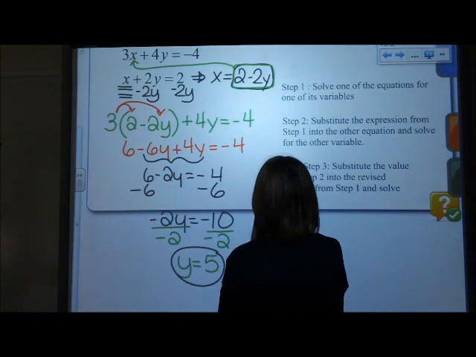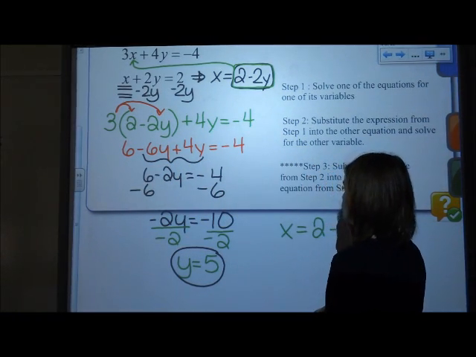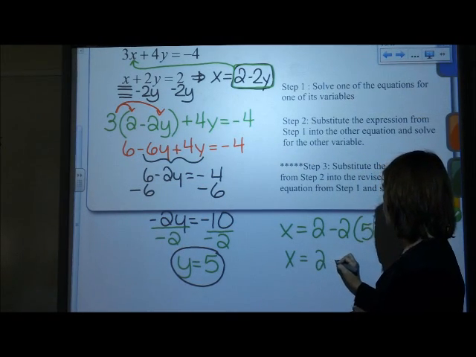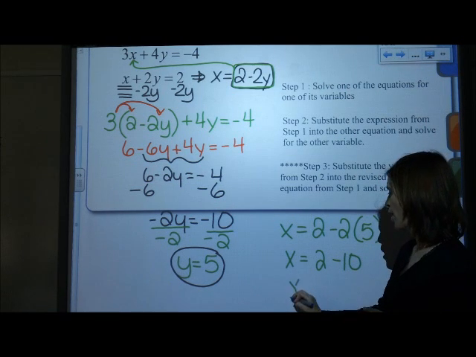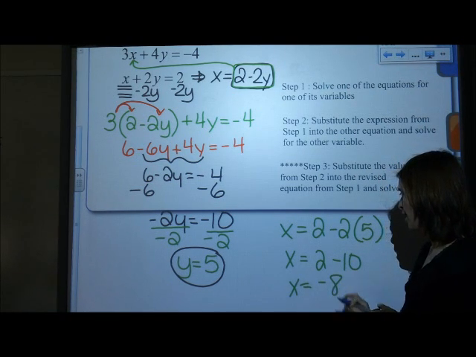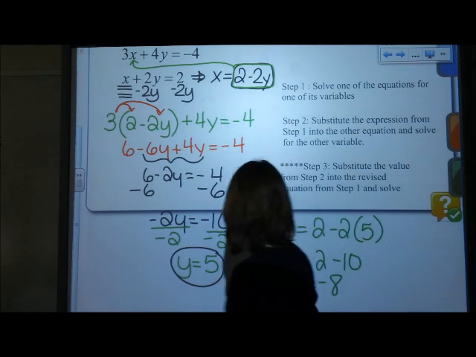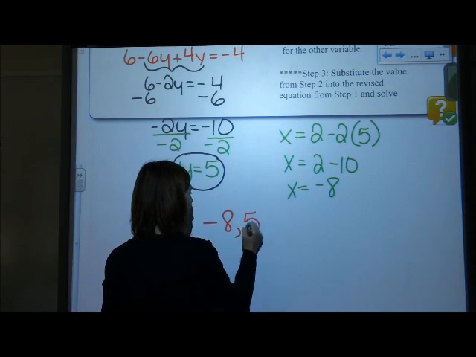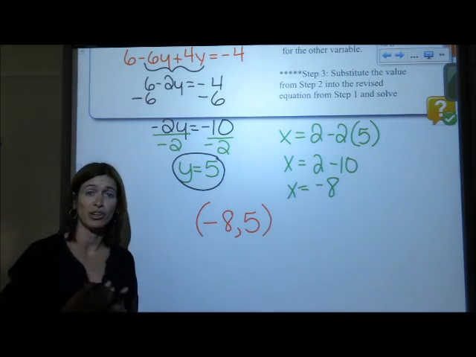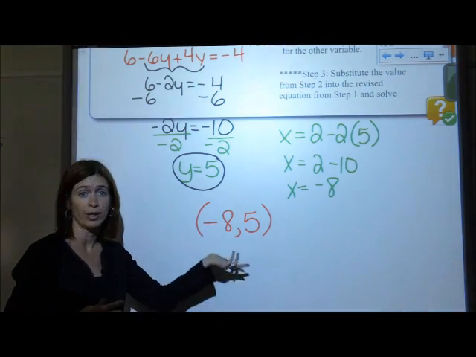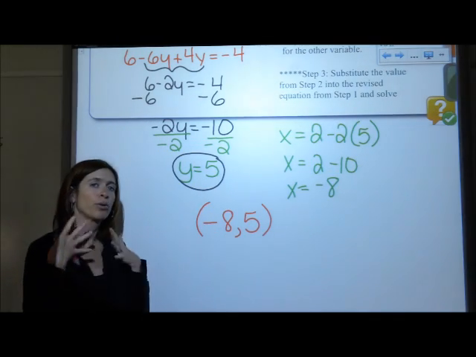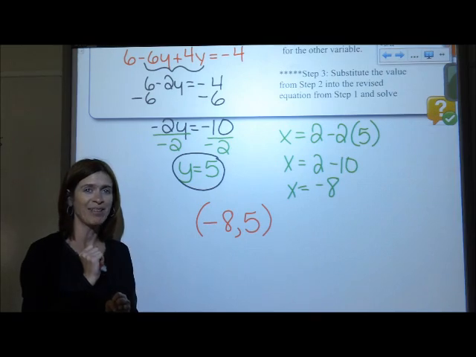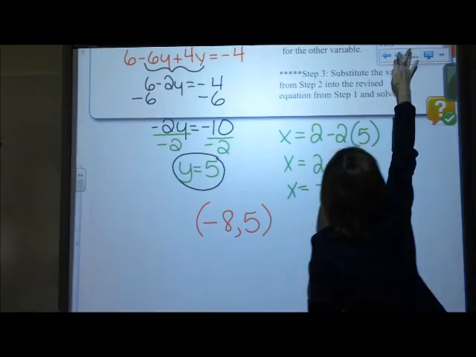So I'm going to say x equals 2 minus 2 times 5. x equals 2 minus 10, and so x equals negative 8. Then I write my answer as a coordinate point, negative 8, comma 5, because our answer to a system of equations, our solution, is an ordered pair or coordinate point. So that, again, is where those two lines, if I were to graph them, are going to intersect. Okay?